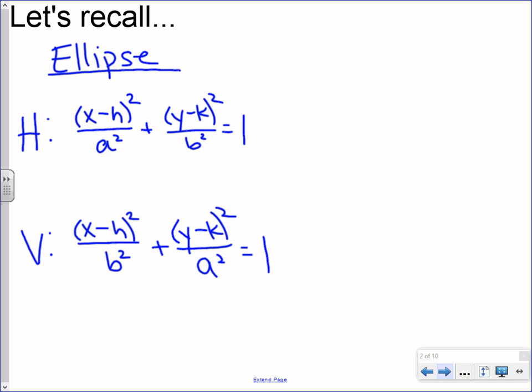Okay. Will, how do we find C for an ellipse? It's a squared minus b squared. Good.